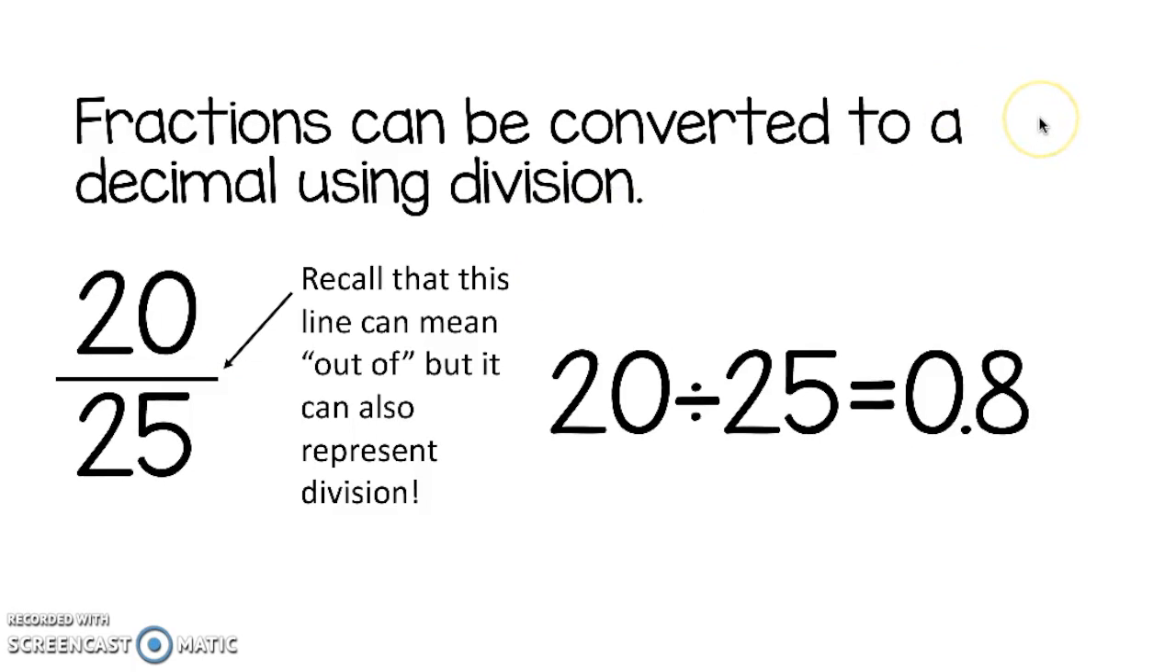Fractions can be converted to a decimal using division. We've talked about this previously. We know that this line can mean "out of," as in 20 out of 25, but it can also represent division. So when we go through with that expression, 20 divided by 25, we get 0.8, or 8/10.